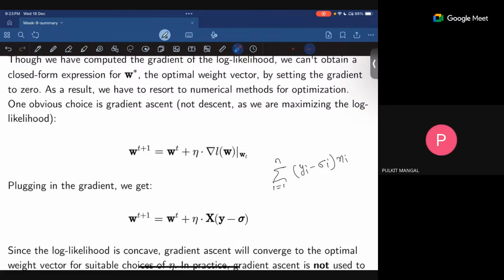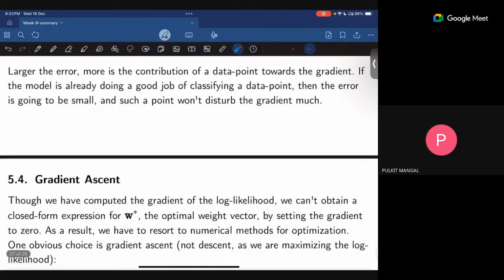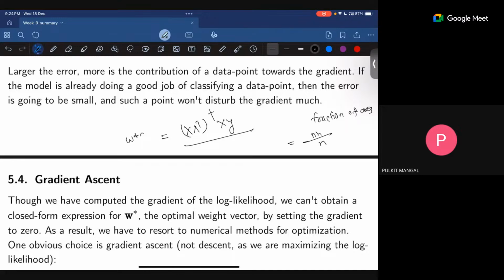Closed form solution means, for example, in simple linear regression, if you remember, when we take the gradient of the SSE function, the sum squared error, and set it to 0, we got the closed form solution for W star, as the pseudo inverse of XX transpose times XY. This was the closed form solution. In the case of estimating the probability for the Bernoulli, we got the closed form solution as the fraction of ones, nh by n for the p hat in Bernoulli. So these are the closed form solutions.